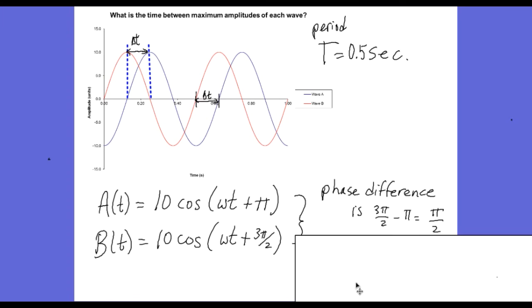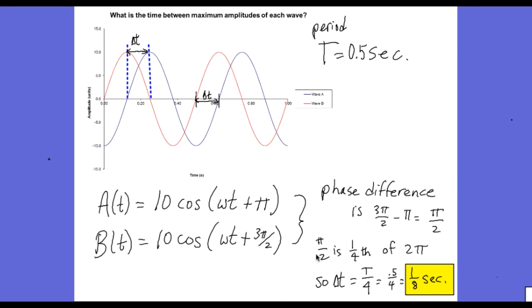Question is, how much time is that? So pi over 2 is 1/4 of a full cycle of 2 pi. So 1/4 of the period then, 0.5 divided by 4, is 1/8 of a second. So this time right here, from here to here, is 0.125 seconds.